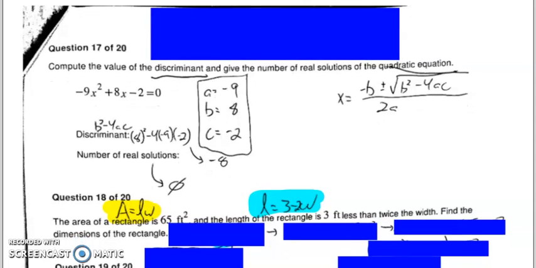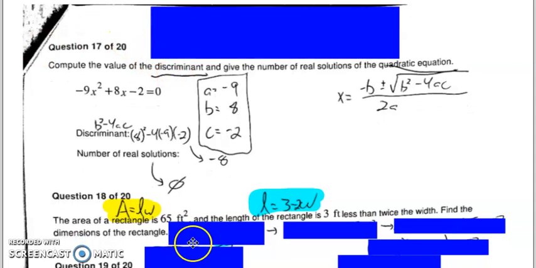Problem number 17. Compute the value of the discriminant. Well, the discriminant is just part of the quadratic formula. If you don't remember the quadratic formula, here it is: negative b plus or minus square root of b squared minus 4ac, over 2a. The chunk that is underneath the radical, that's what's called our discriminant.